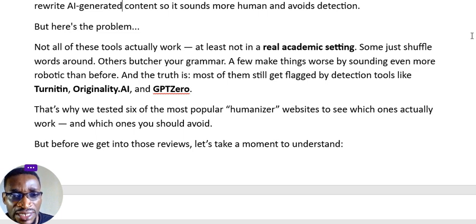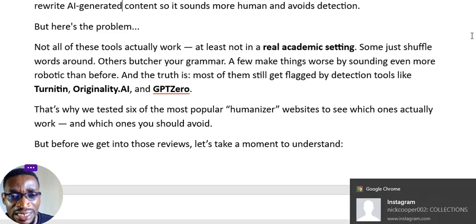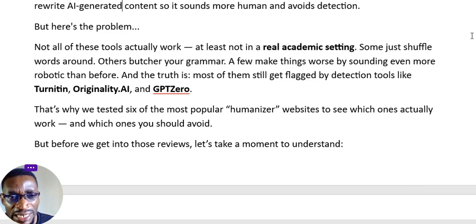Some just simply shuffle your words around. Some just basically refresh your words. Some just basically change your sentence structure and paragraphing structure. And at the end of the day, some change your grammar. Some even butcher your grammar and make it very unsuitable academically. Some even go to the extent of sounding even more robotic than the ChatGPT you used in writing.